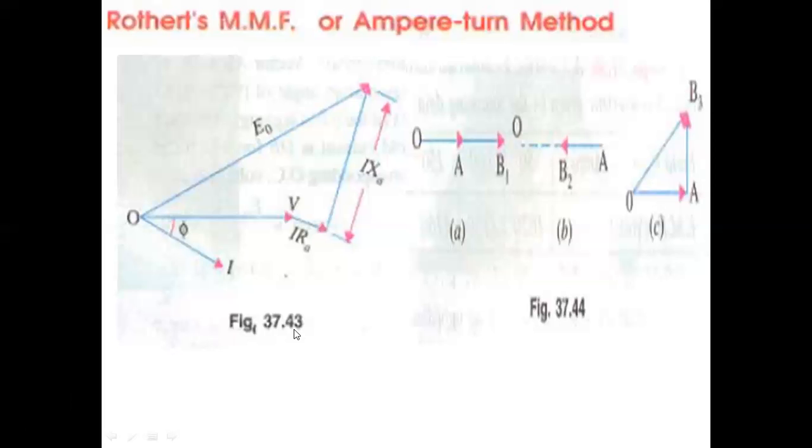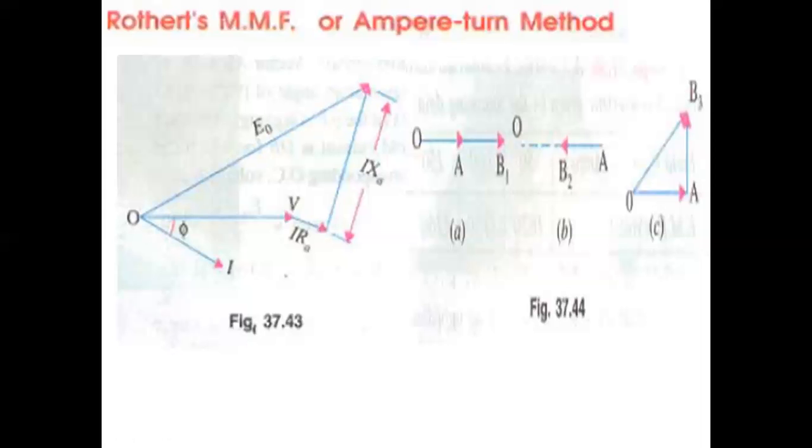If you see in figure 37.43, what I have explained up to now, we are omitting the armature synchronous reactance drop, but we are adding the armature reaction drop IXA. So V plus E naught is equal to V plus I RA plus I XA drop. Right, so it gives the total no load induced EMF E naught.